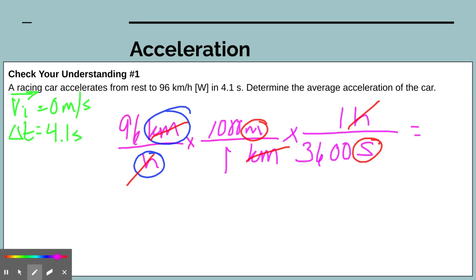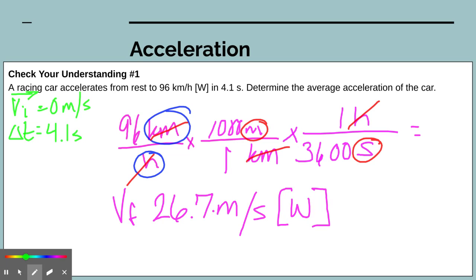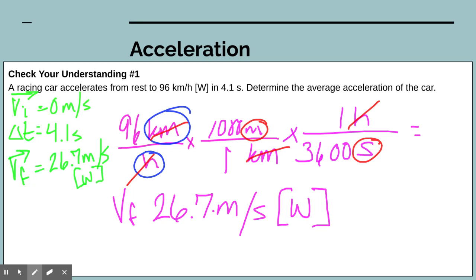So now our final velocity should be 26.7 meters per second, and more specifically to the west. So here's our final velocity. Let's get this written over to the side. The final velocity is equal to 26.7 meters per second to the west.